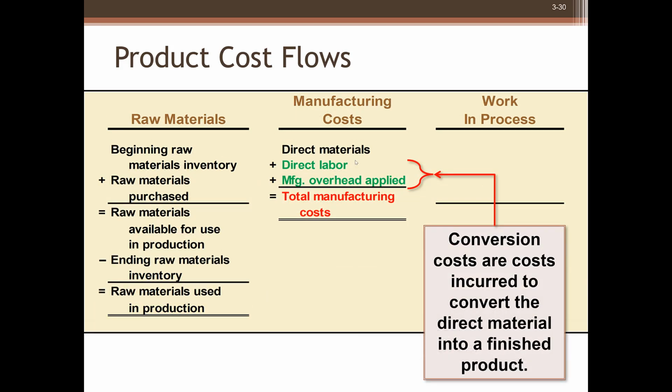In addition to direct materials, direct labor and applied manufacturer overhead should also be included in manufacturer costs. So those three together, direct materials, direct labor, and manufacturer overhead applied, are total manufacturer costs or product costs. The sum of direct labor and manufacturer overhead applied is called conversion costs. These costs are used to convert direct materials to a finished product.